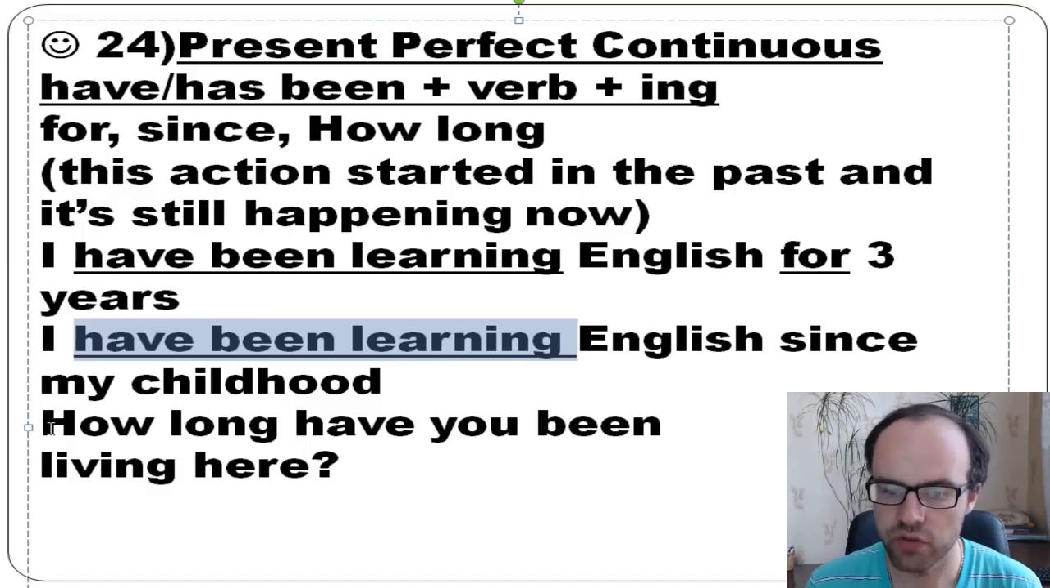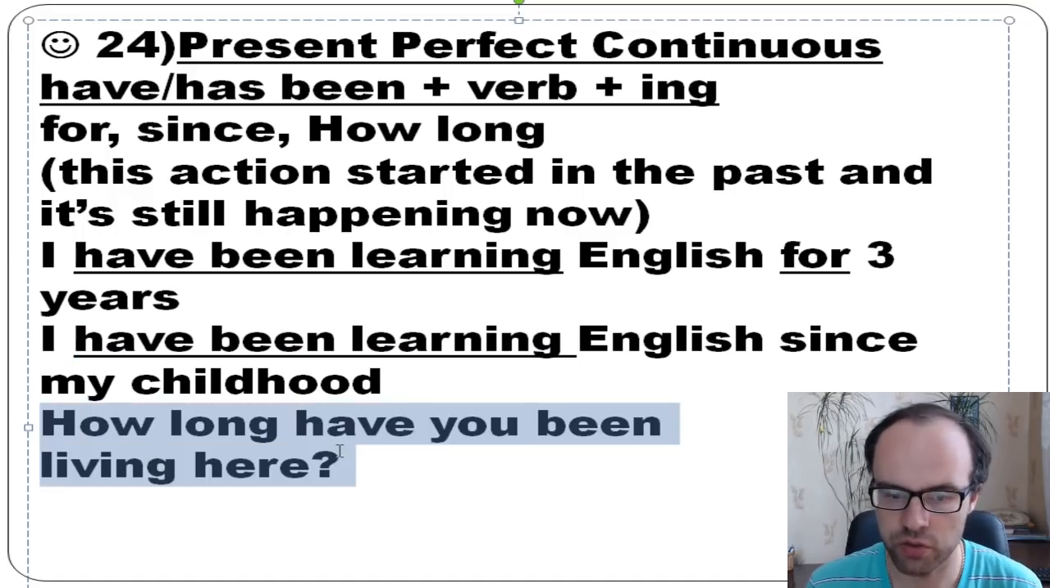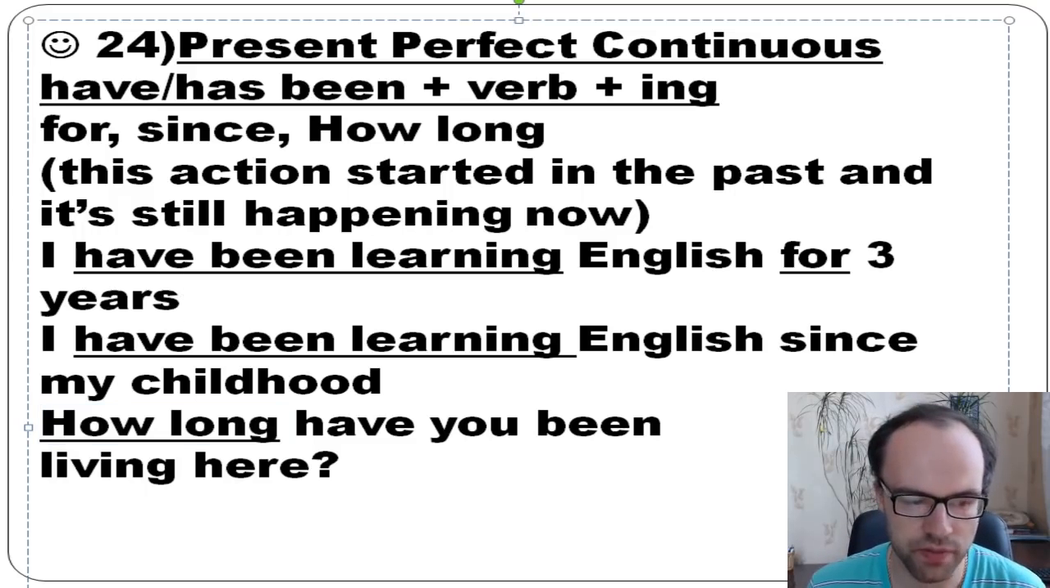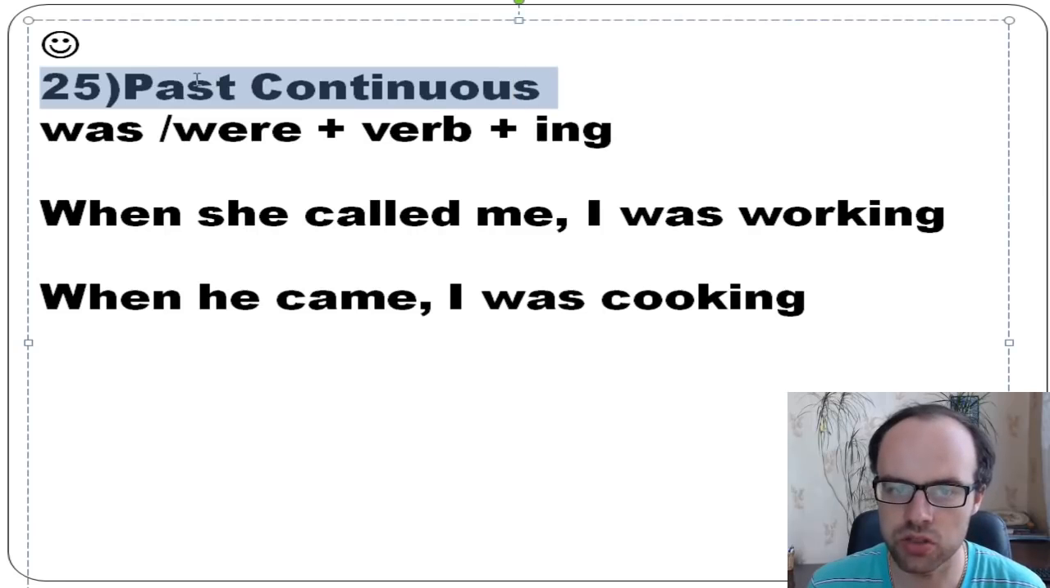How long have you been living here? We use present perfect continuous with how long. You can say for a year, for 2 years, for a month, for 2 weeks. Okay, very good, well done. Okay, let's talk about past continuous.